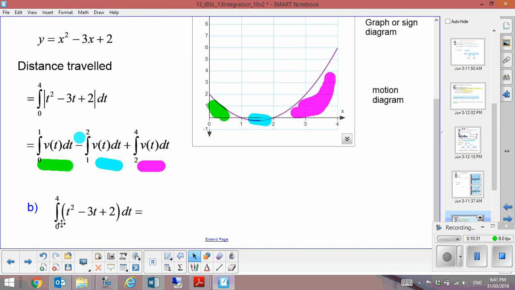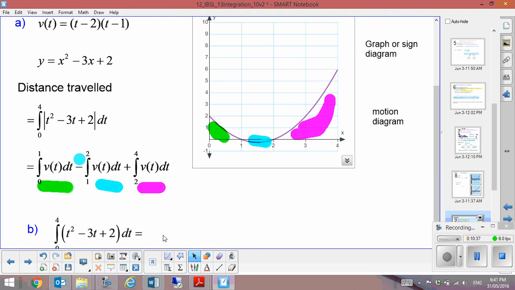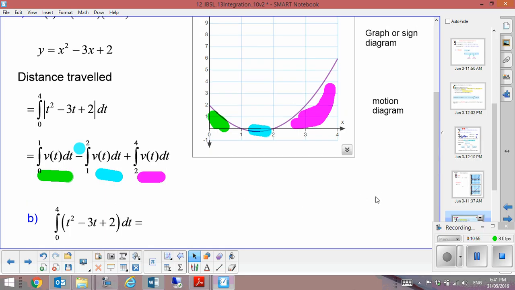Whereas in part B, it's simply saying, what's the displacement after 4 seconds? Then you're just going to integrate it from 0 to 4 to see the change of displacement. And it looks like it's going to be positive because the positive areas are bigger than this negative area. So it's moved further to the right or up overall, but you'll need to do that calculation to find that out.